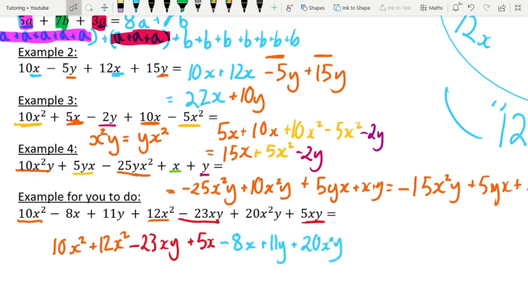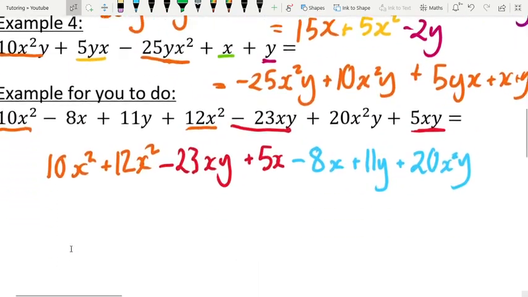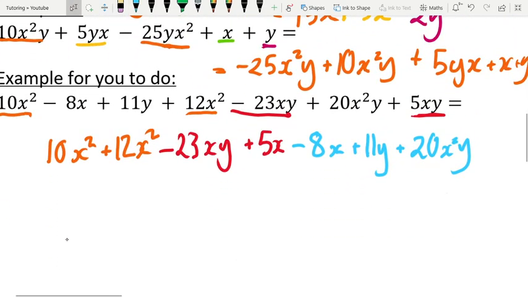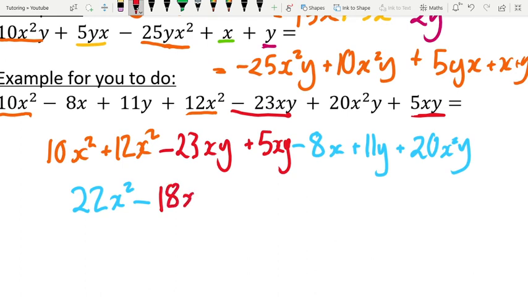We can see these two terms here combine. So 10 plus 12, that's 22x squared. Minus 23 and 5, that is minus 8. This is meant to be a 5xy. I accidentally miswrote that. We all make mistakes. There's a y there. So that's 5xy and minus 23xy. This combines to make minus 18xy.